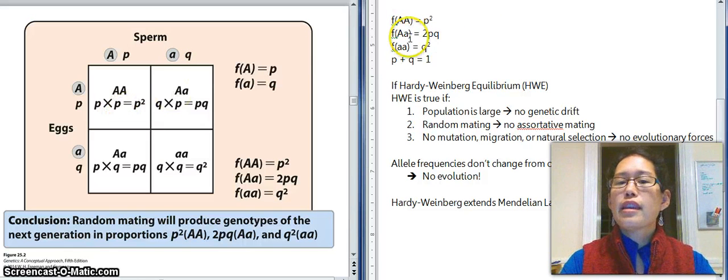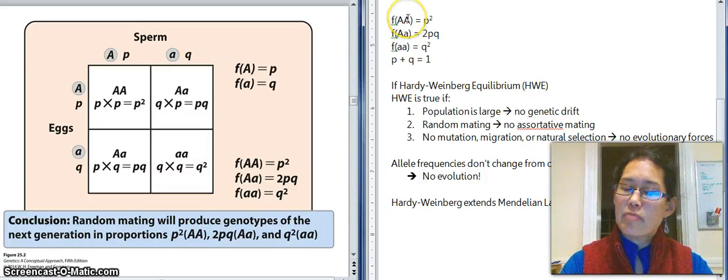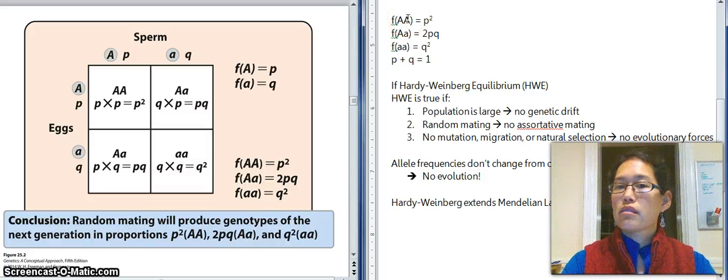So these probabilities come from the probability of big A times the probability of big A. These are our rules of probability, our multiplication and addition. Here we have P, because P is the frequency, which is also the probability of that allele. We have P times P equals P squared, representing this genotypic frequency. We have Q times P equals PQ, and P times Q equals PQ.